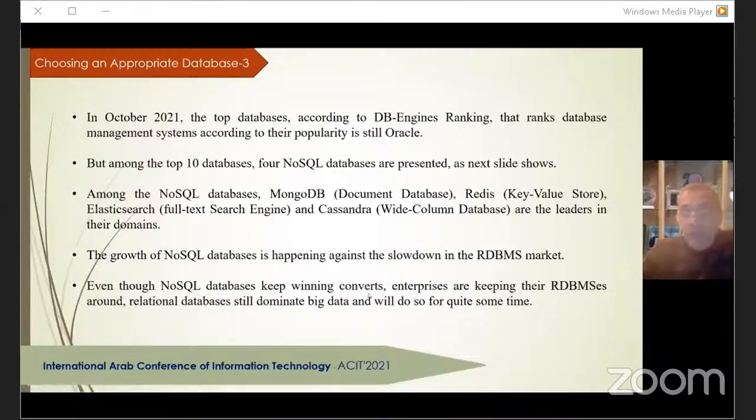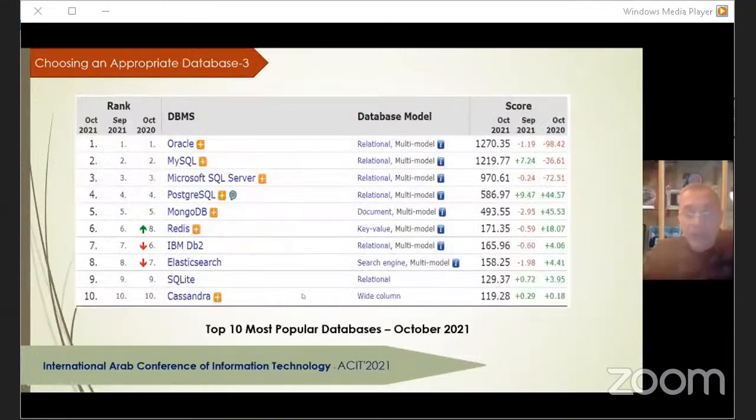Even though NoSQL databases keep winning, enterprises are keeping their relational databases around. Relational databases are still dominant, and will be for quite some time. And this is the graph that shows the top most popular databases. And as we see, Mongo, Redis, Elasticsearch, and Cassandra are among those top databases.